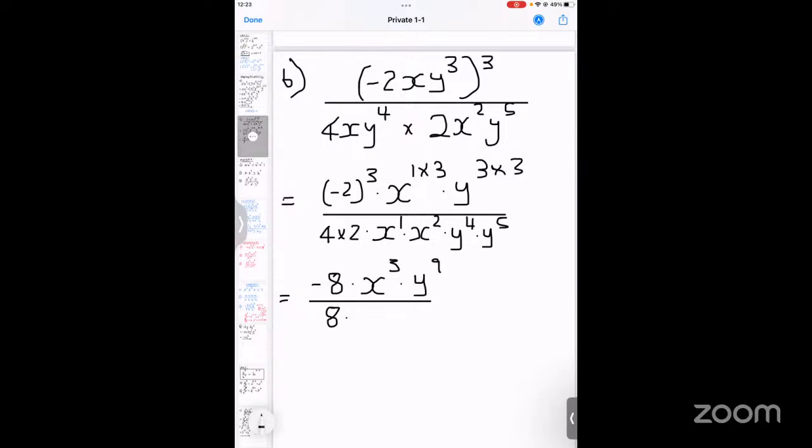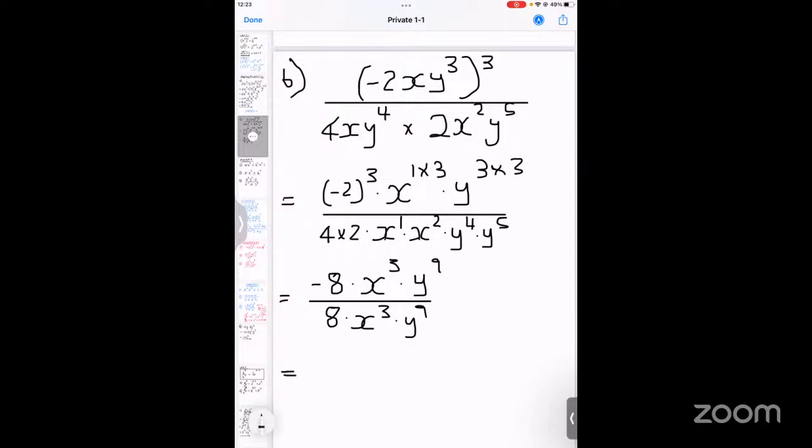And then we have the same bases. What we do, we add the exponents. So we end up having x to the 1 plus 2, which is 3. And then what else do we have? We have y to the 4 plus 5, which is 9.